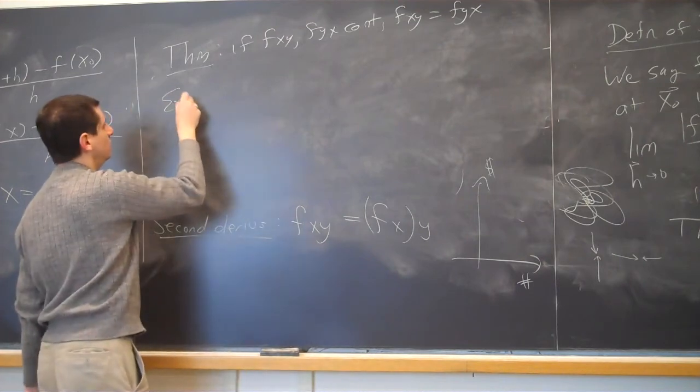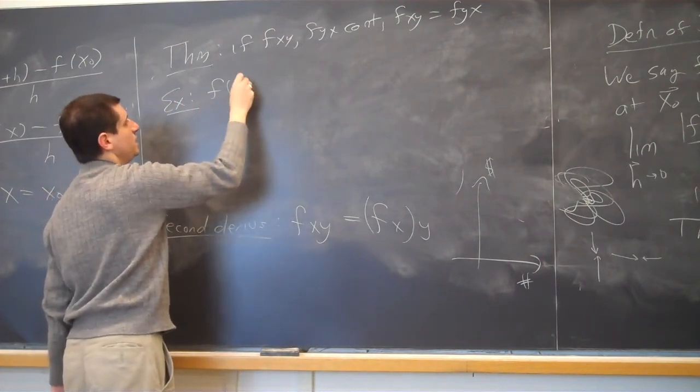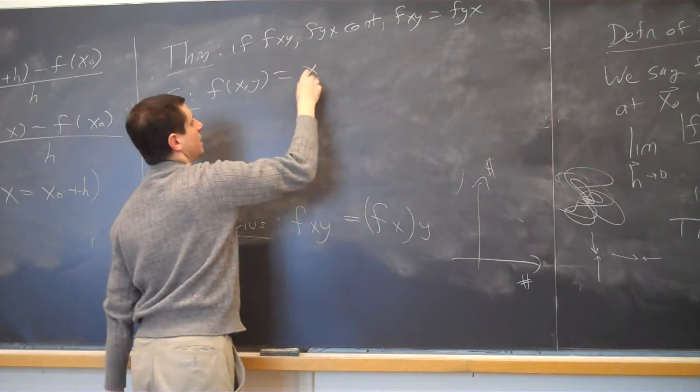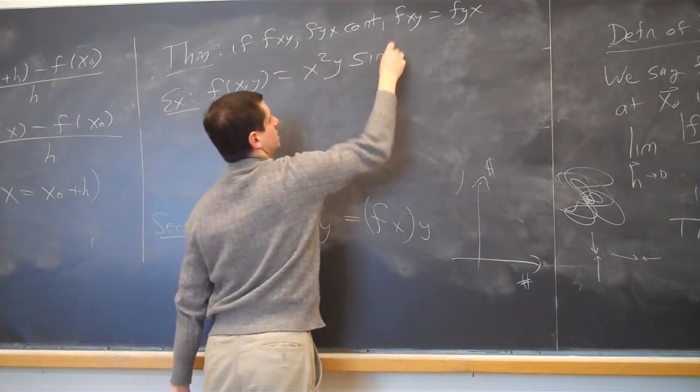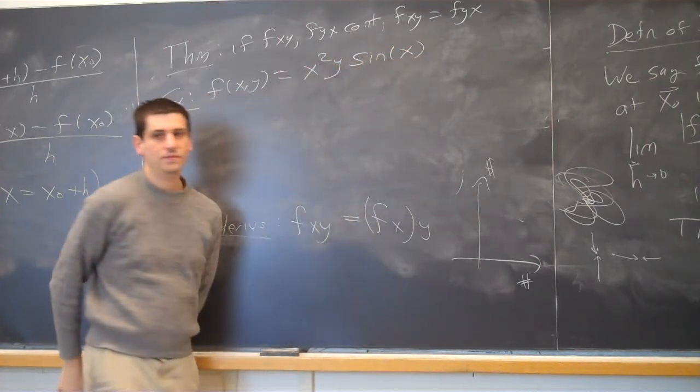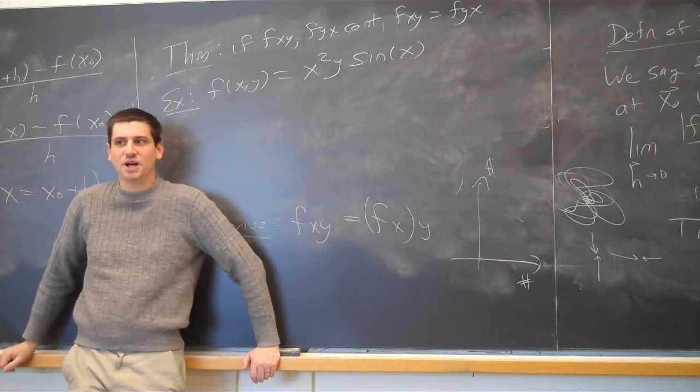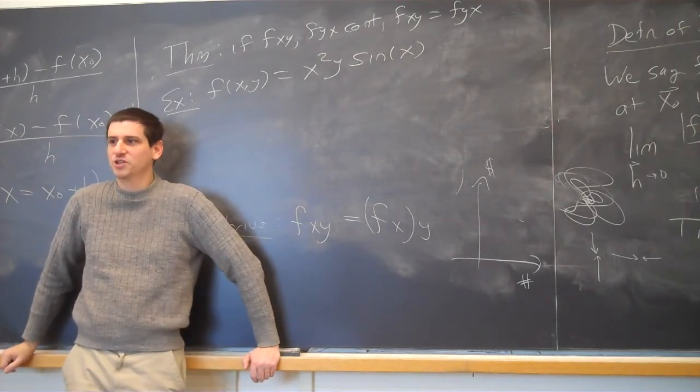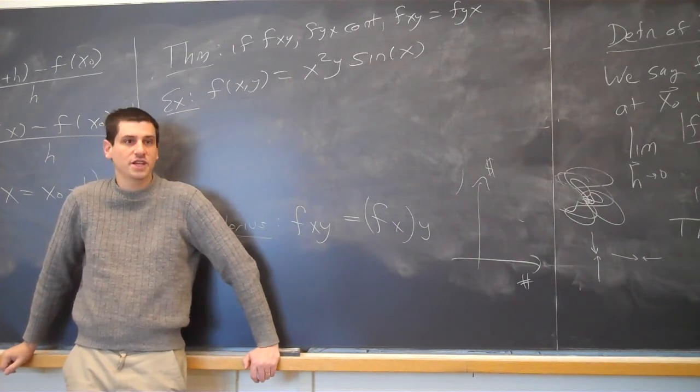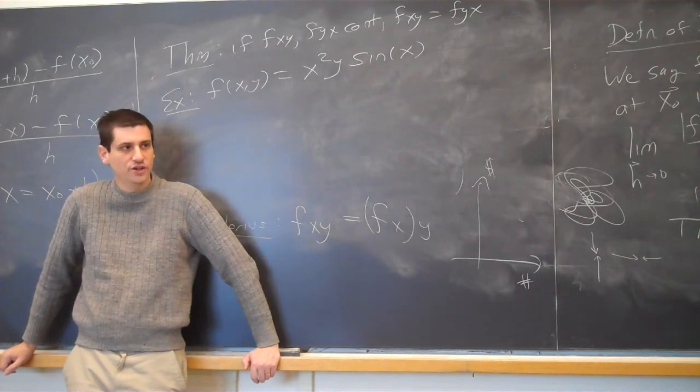So for example, let's say we take f of xy is x squared y sine of x. And I don't know why, but for some reason I'm really interested in finding fxy, or equivalently fyx, because they're the same here. What should I do? Should I take the derivative with respect to x first and then y? With respect to y first and then x? Or does it not matter?